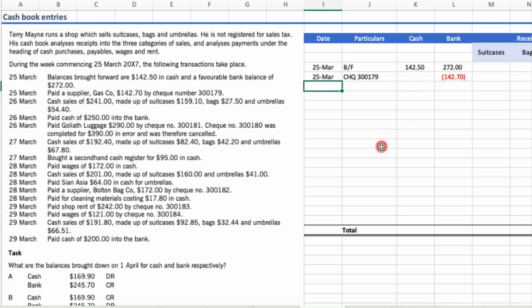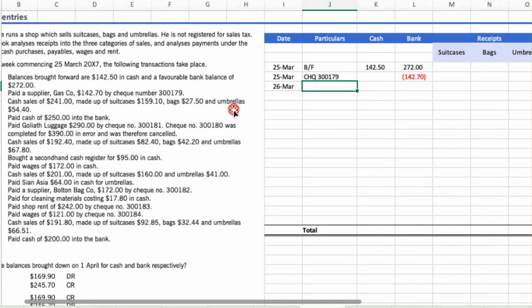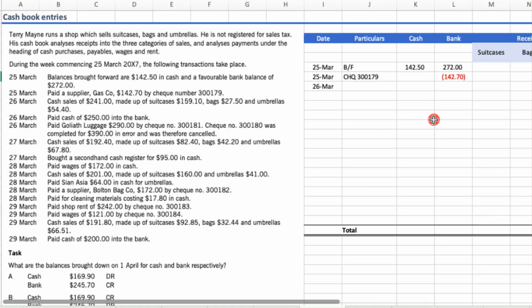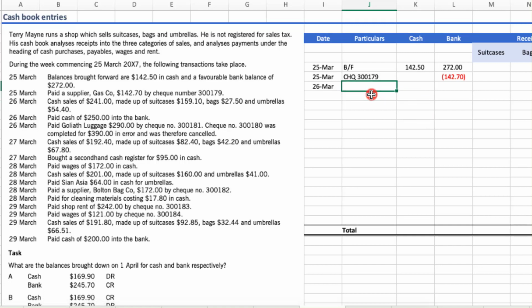After this, on 26th March, cash sales of $241. How did we get 241? This much from suitcases, this from bags and this much from umbrellas. You can record these individual values in the receipt columns under suitcases, bags and umbrellas. But I'm only working for the total. So I'm writing here cash sales, and obviously it's a cash sale, so it will come in the cash column, $241.